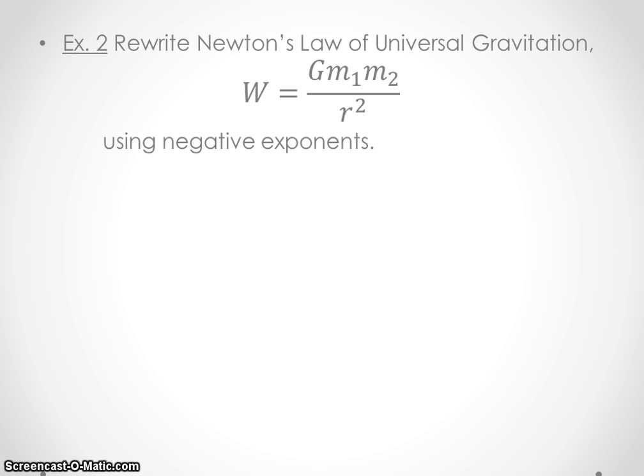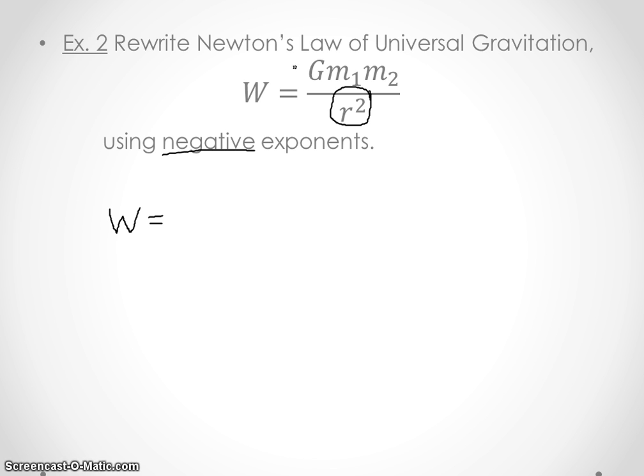Okay, example 2 says we're going to rewrite Newton's law of universal gravitation, which is the following: W equals g of mass 1 times mass 2 over r squared, but we're going to use negative exponents. So we basically want to get everything out from underneath, which is going to be easy enough because this is the only thing we have downstairs. It says to use negative exponents, which is really odd. Typically we don't want to use negative exponents, but here they want us to.